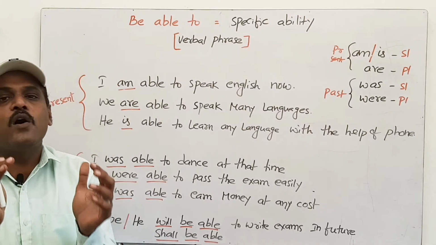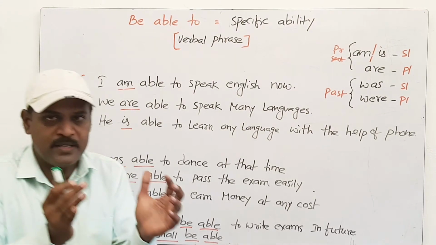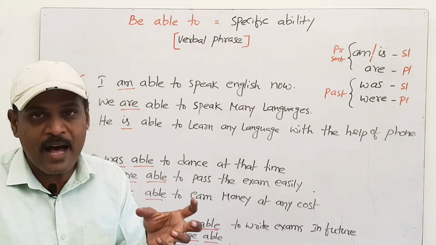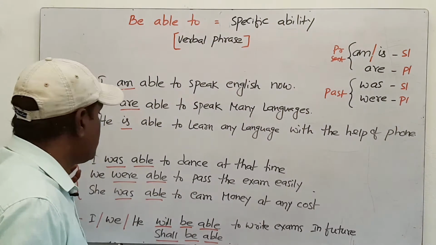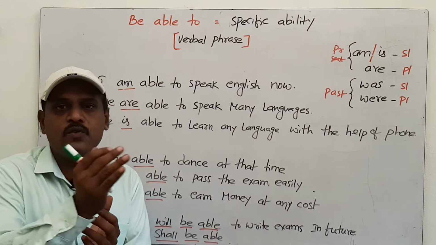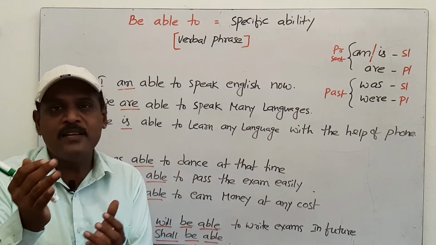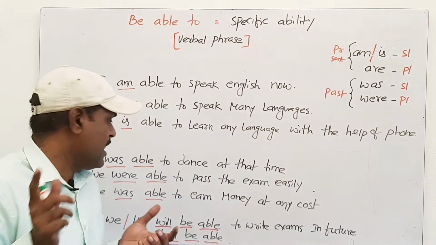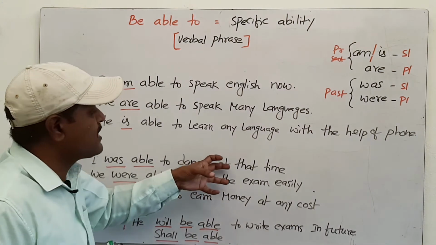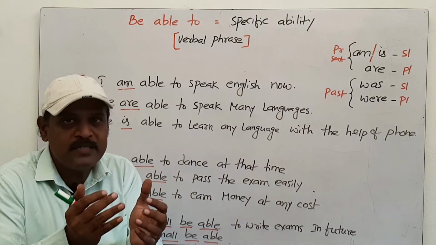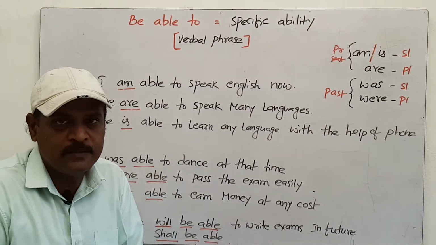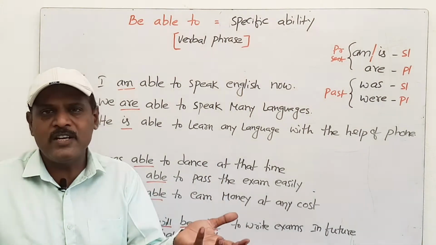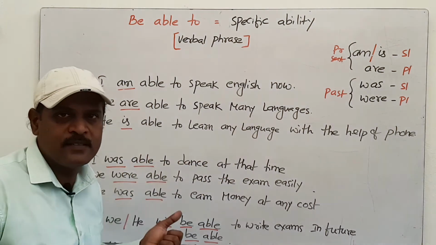In case if you want to say specific ability in the present, we need to use am, is, are along with able to. Now I am going to tell you about the past. In case of past, we need to use was, were, singular was, plural were. Example, I was able to dance at the time. At that time means in the past, and that specific period of time I was able to dance. This is the positive. In case of negative, I wasn't able to dance.